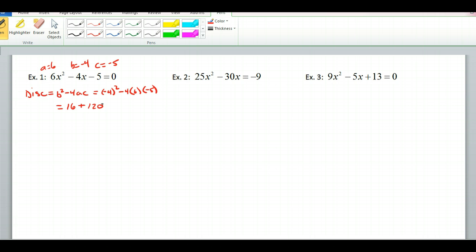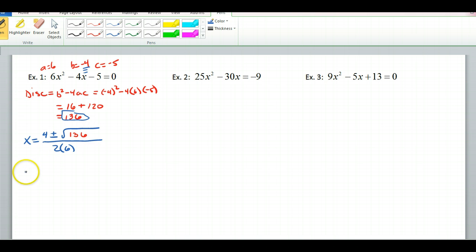And now, when I do 120 plus 16, I get 136. Now that we have our discriminant of 136, we're ready to plug everything into the quadratic formula. So x equals, if b is negative 4, remember, it's the opposite of b. So the opposite of negative 4 is positive 4 plus or minus the square root of, what was my value for the discriminant? 136, all over 2 times a, which is 6. So we're going to replace a with 6. And now we're ready to set up our two answers.